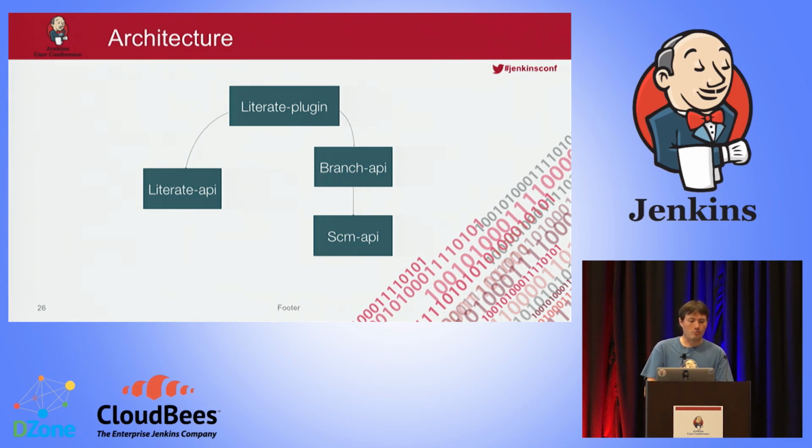So we have this Literate plugin at the top, that is the Jenkins integration. On the left, we have the API, which is not dependent on Jenkins, that just parses a description file into an object, which is a standard build model. And then on the other side, we have other Jenkins plugins: the SCM API that provides the multi-branch support, and the branch API that provides additional features related to branch management, like discarding when a branch disappears, the project should disappear as well. You can also set retaining all branches for some time if you want.